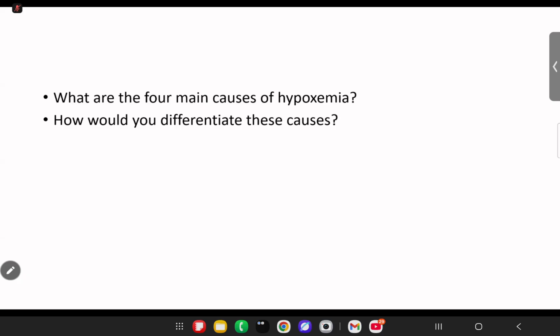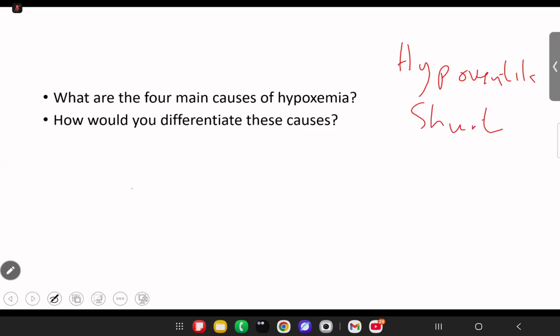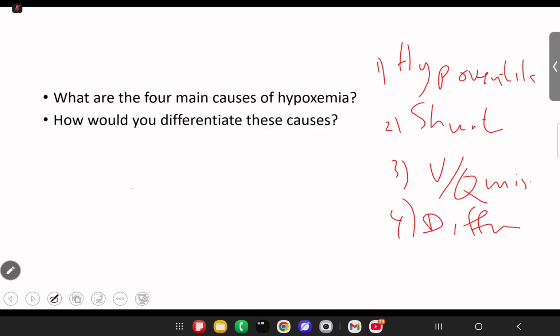Kasturi? Hypoventilation. Okay, good. We'll start writing one by one. Hypoventilation. Shunts. What is that? Shunt. VQ mismatch. What is the other one? Diffusion. Okay. So, but there is another one called low FiO2.